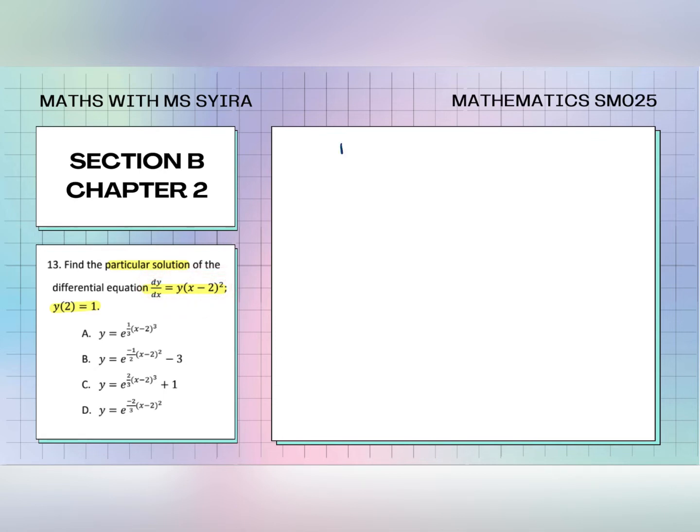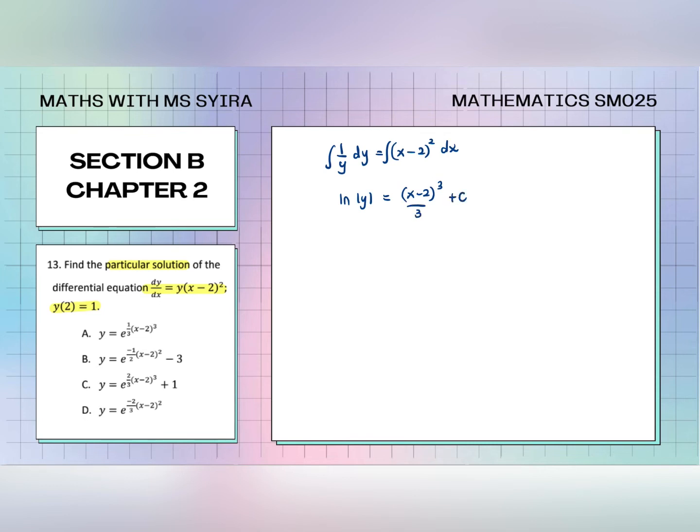So, I'm going to separate. So, 1 over y dy equals x minus 2 squared dx. Okay, as simple as that. The y we bring to the bottom, so it will be 1 over y, and the dx will be brought to the right hand side, multiplied by dx. Okay, now integrate both sides. Integrate 1 over y, we have ln of y, and integrate x minus 2 squared, it will be x minus 2 cubed over 3 plus c.